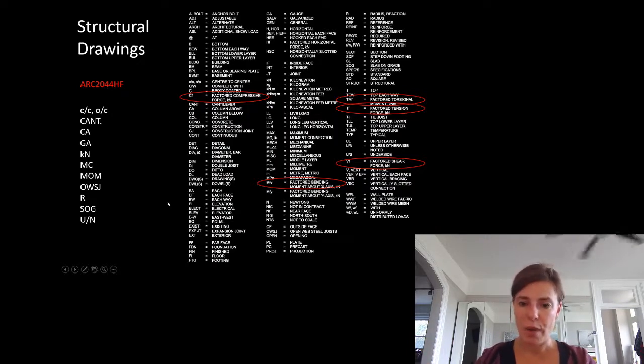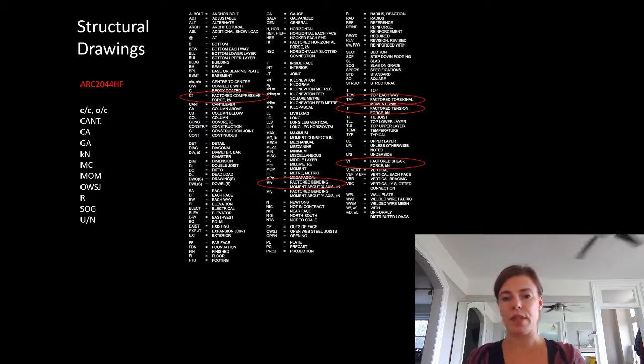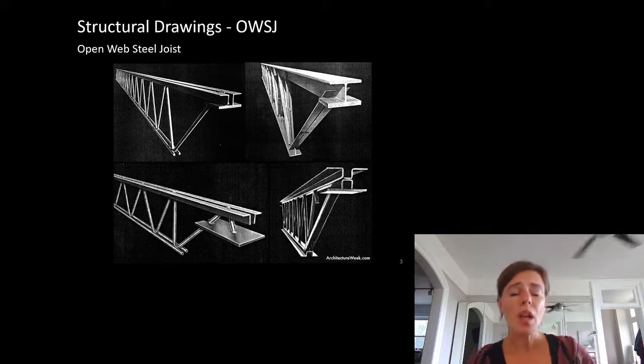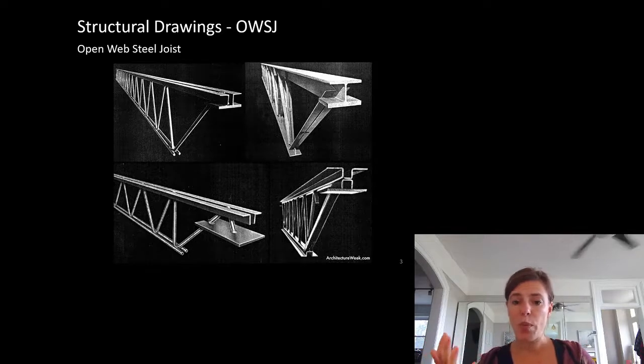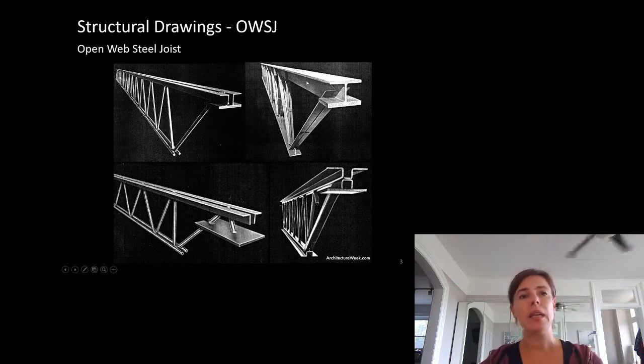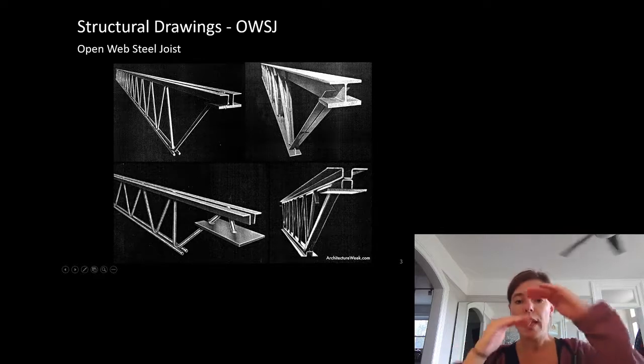And that is the ultimate goal of what we're gonna complete by the end of this course. So you heard me reference open web steel joists, or OWSJ. This is just an image of what they look like. It's probably something you've all seen. One of the interesting things here, we call this the shoe.